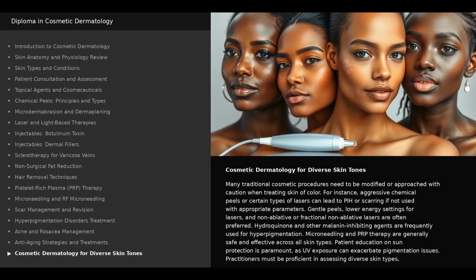Patient education on sun protection is paramount, as UV exposure can exacerbate pigmentation issues. Practitioners must be proficient in assessing diverse skin types, understanding their unique responses to treatments, and tailoring protocols to ensure safe, effective, and aesthetically pleasing results for all patients.